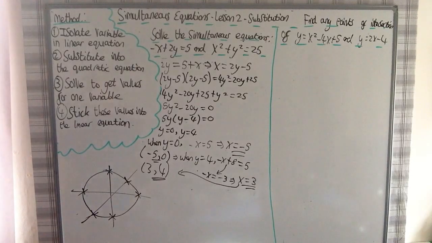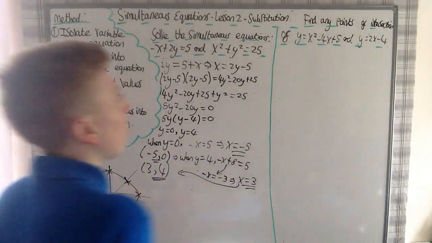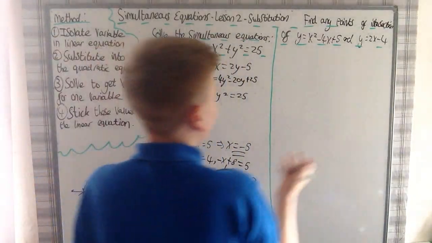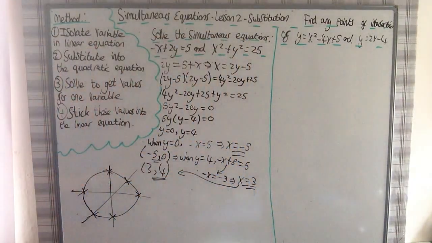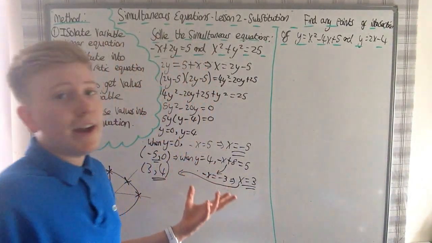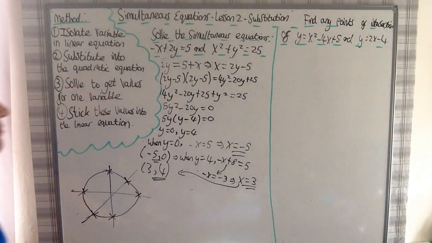So, let's move on to the second example. Find any points of intersection of y equals x squared minus 4x plus 5 and y equals 2x minus 4. With this one I'd like you to have a go at home. Just pause the video, have a go, and I'll go through the answer with you straight afterwards, okay?